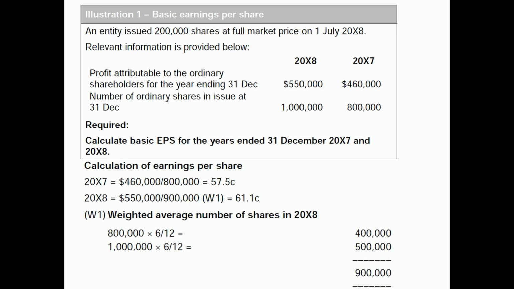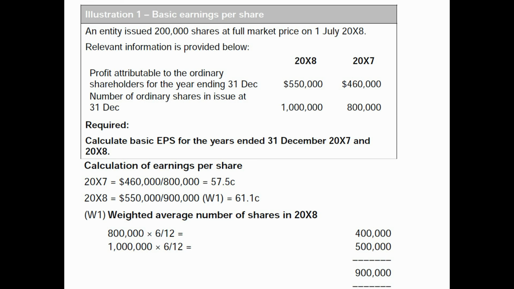Yes, this is the solution. For 2007, anyway, it is 57.5. But 2008 is different, because the number of shares increased from 8 lakhs to 10 lakhs. For that we need to calculate the average. As per this case study, the additional 2 lakh shares were issued in July 2008, that means almost half of the year.